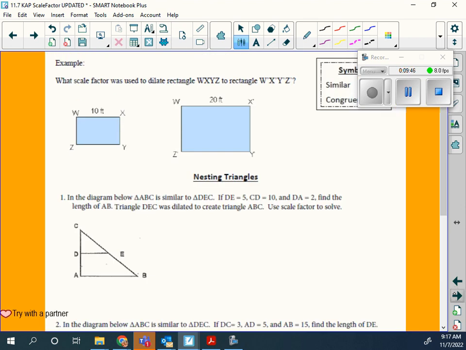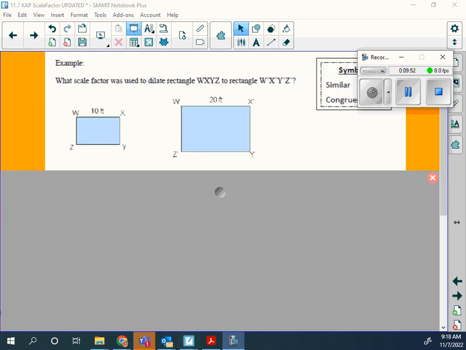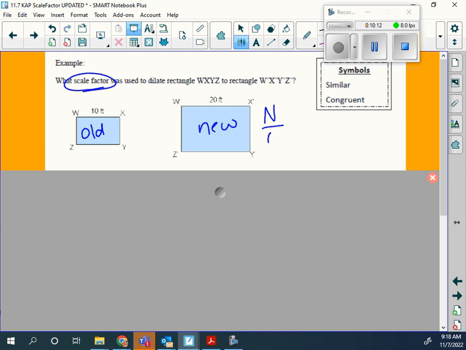You think you guys can go ahead and figure out that first one? Just the first one and then pause there, okay? You're at home, pause. Okay, so this one's a little bit different. It's asking what scale factor was used to dilate WXYZ to W'X'Y'Z'. The first thing you want to pay attention to is which one is which. This is the old one. This is the new one. So scale factor is new over original. 20 over 10, which equals 2. Did you guys get 2?